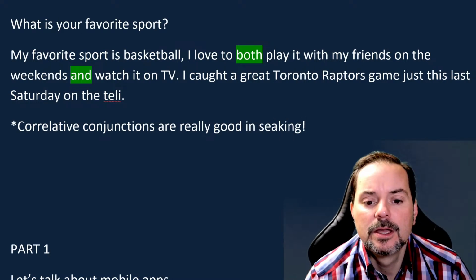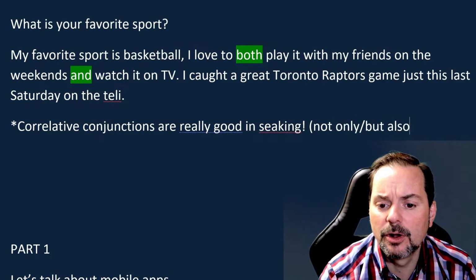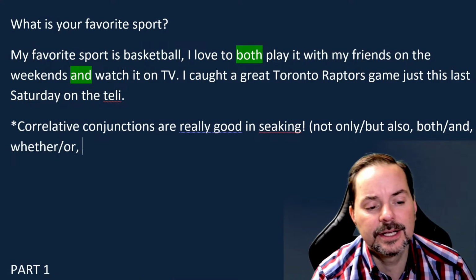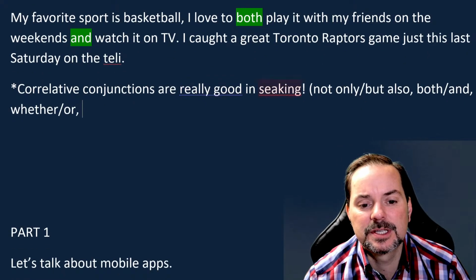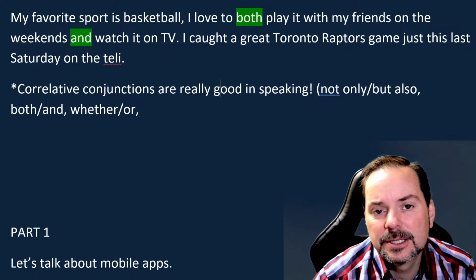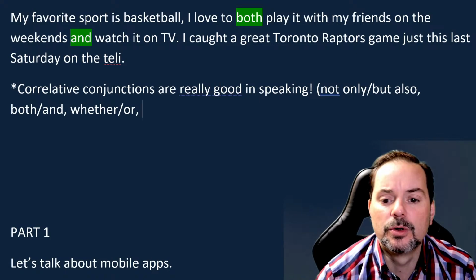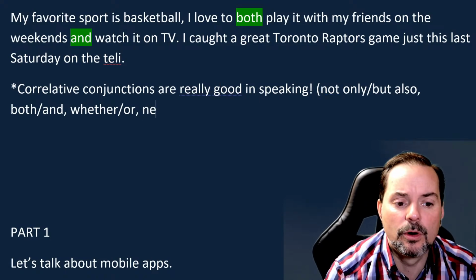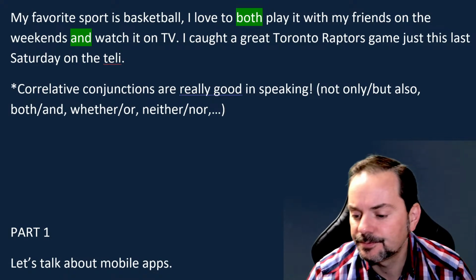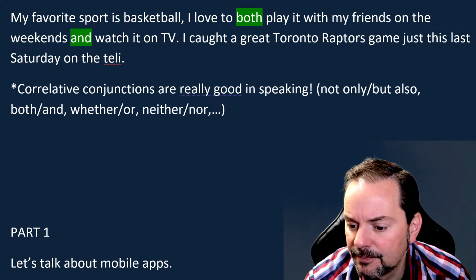Okay. So correlative conjunctions are like not only, but also, both, and, whether, or. And sometimes people are kind of scared of these conjunctions, but you shouldn't be, okay? Practice them, learn them. They're not terribly difficult once you get the hang of it, all right? So not only, but also, whether, or, neither, nor, and there's a couple more. Use them.